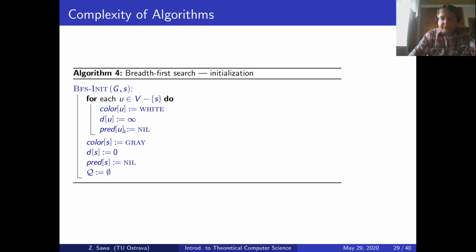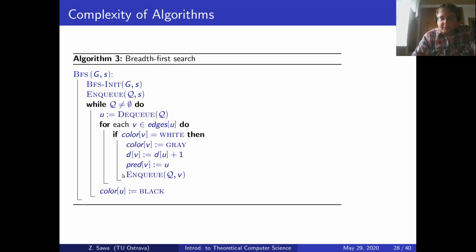So at the beginning these predecessors are initialized to nil. They are not assigned yet for those unprocessed nodes, and the initial node S is assigned the gray color, meaning it has been found but its edges have not been processed yet. The distance of S from S is 0, and it does not have a predecessor. And this Q here represents a queue. So here I mean informally that at the beginning the queue is empty. So this is the initialization of breadth-first search.